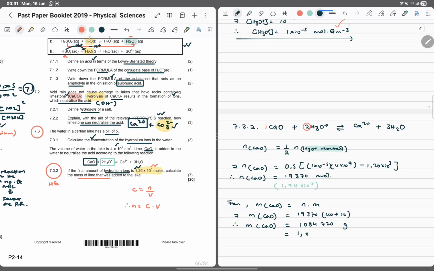1.08 to 2 decimal places, of course, times 10 to the exponent. How many did we push? 1, 2, 3, 4, 5, 6. To the exponent 6 grams.